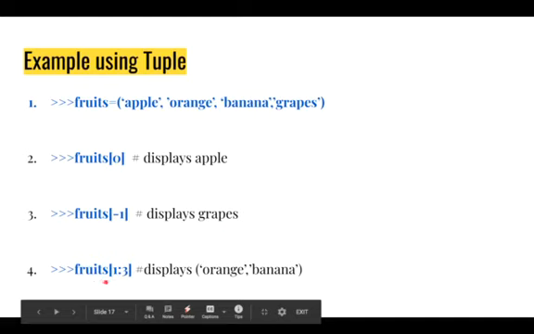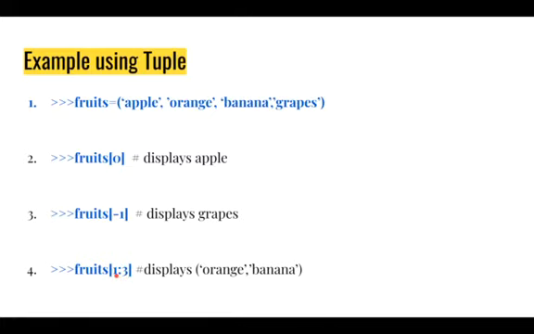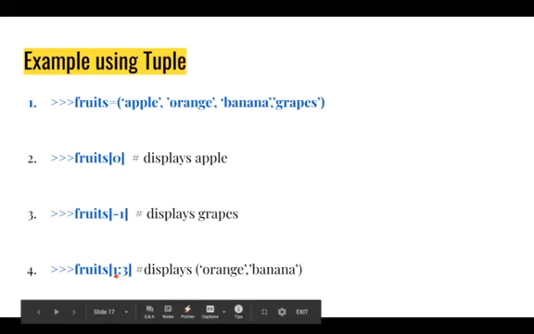And next is the range. Fruits of 1 colon 3. 1 is the starting index, 3 is the last index. While displaying the list, the item representing the last index is not displayed. So the list will be displaying the items representing indexes 1 and 2, that is here orange and banana.